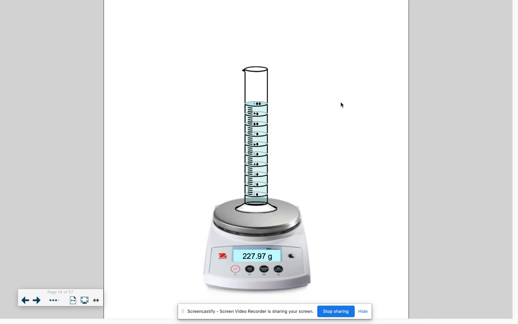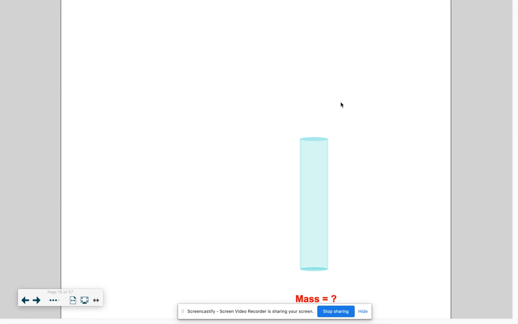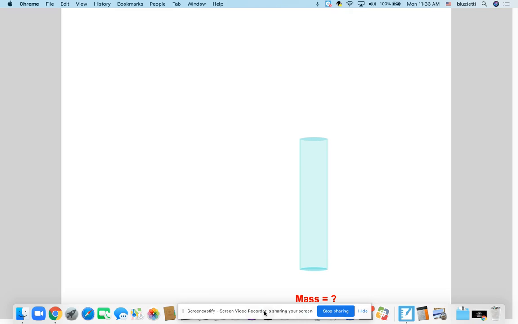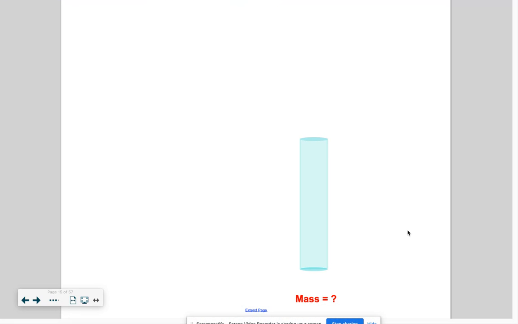All right, moving on. We go ahead and we put that graduated cylinder back on the scale, this time with the water in it. And we get a new measurement of 227.97 grams. Okay, great. But now we have to wonder, well, what is the mass of the water itself?